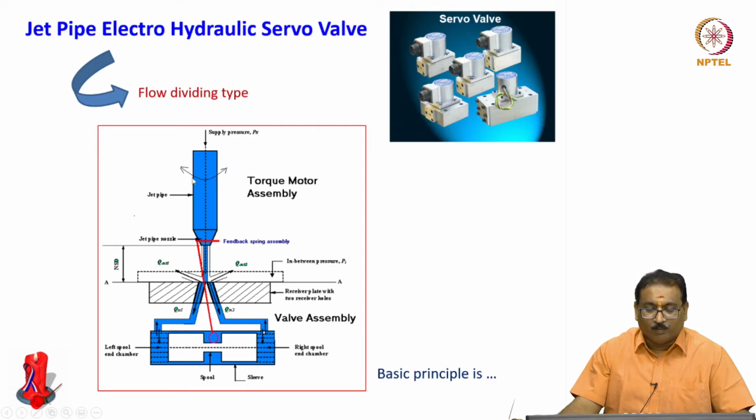The jet pipe will be moved over the receiver plate using the torque motor. Meaning, it is a 2-stage valve I am showing you here. The first stage is the torque motor assembly, the second stage is the valve assembly. Quickly I will show you the operation of this.